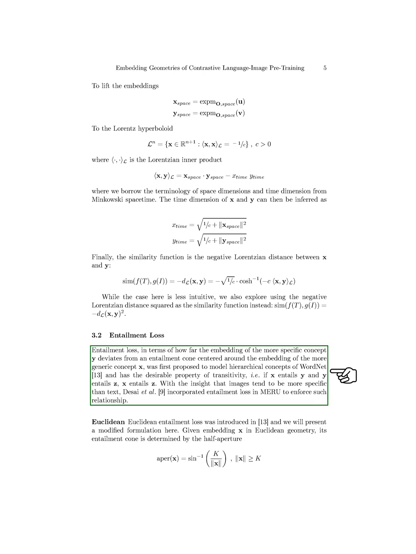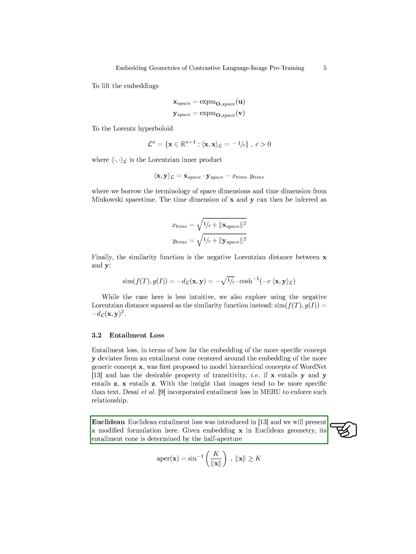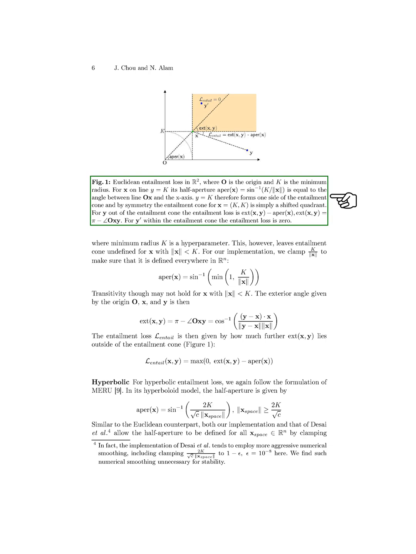Section Euclidean. In this section, we introduce a modified version of the Euclidean entailment loss. We define the entailment cone for an embedding in Euclidean space based on a half aperture, where the minimum radius, denoted as k, is a hyperparameter. However, this approach leaves the entailment cone undefined for embeddings with a norm less than k. To address this, we adjust the value of k divided by the norm of the embedding to ensure it is defined across all dimensions. We note that transitivity may not hold for embeddings with a norm less than k.